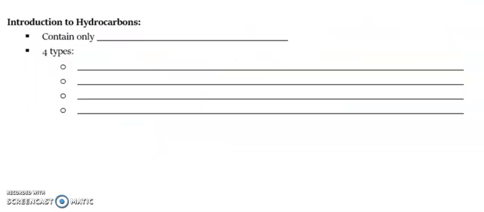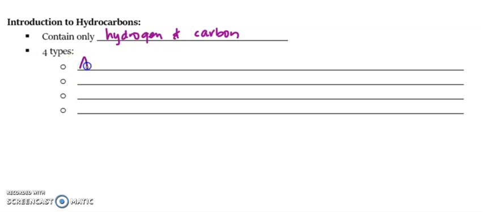All right, so let's talk more about hydrocarbons. Hydrocarbons are anything that contains hydrogen and carbon, right? Hence the name hydrocarbon. There are 4 types of hydrocarbons, and we're going to go through these more in detail later and how to name them and how to draw them, but for now you should just be able to identify them.